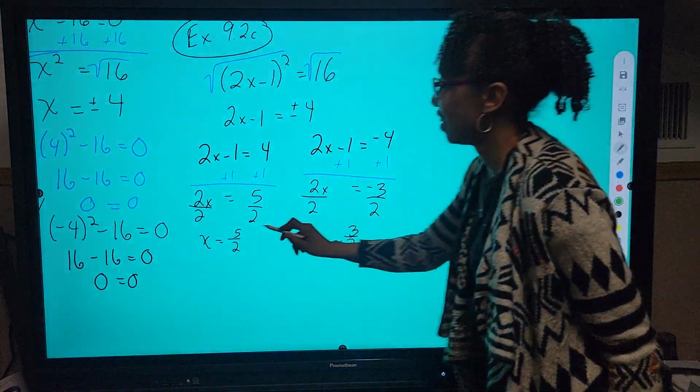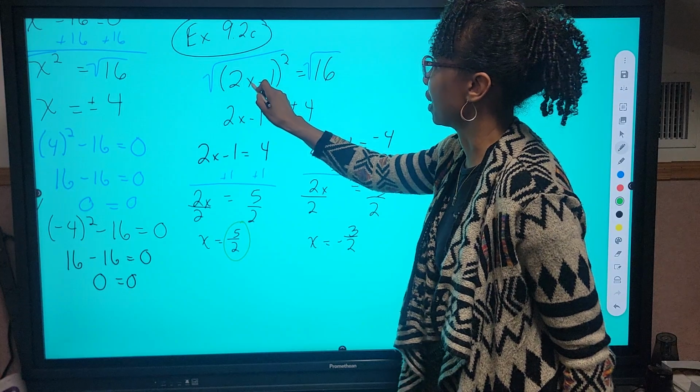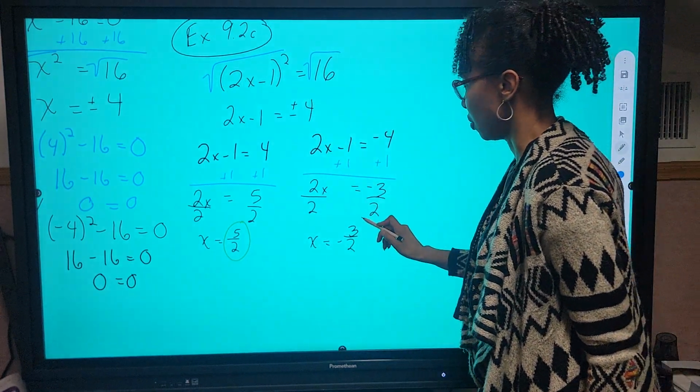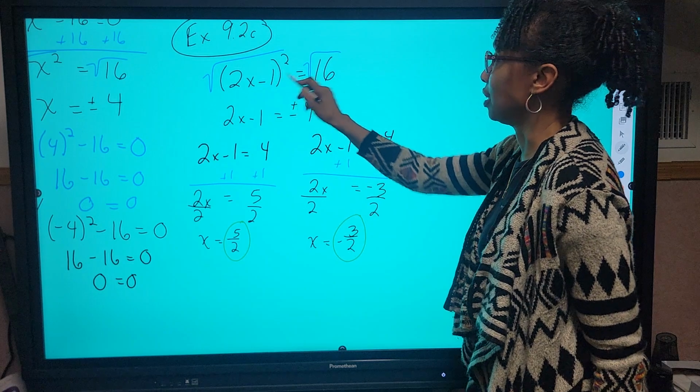You're gonna take this value and put it in for x to see if it equals 16, and you're going to put this value in for x and see if it equals 16.